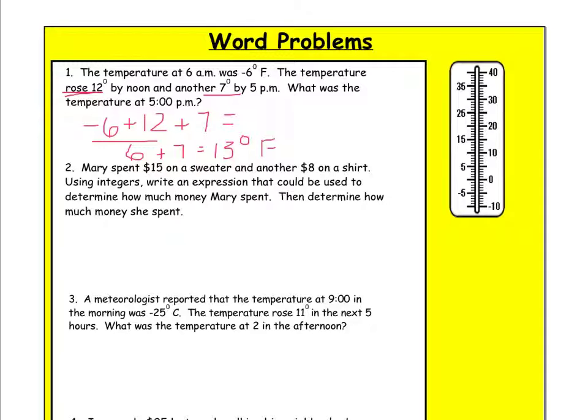The second one says Mary spent $15 on a sweater. If she's spending money, she's taking it away, and another $8 on a shirt. Using integers, write an expression that could be used to determine how much money Mary spent, then determine how much she spent. So she spent 15, and then she spent another 8. So if we added the two together, we'd get a negative 23, which means she spent $23.